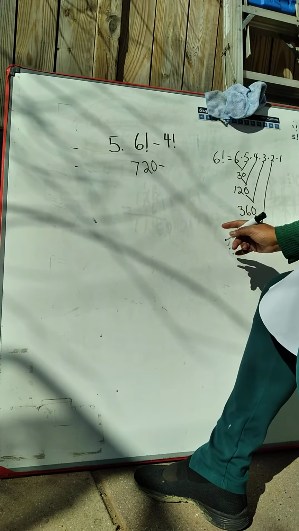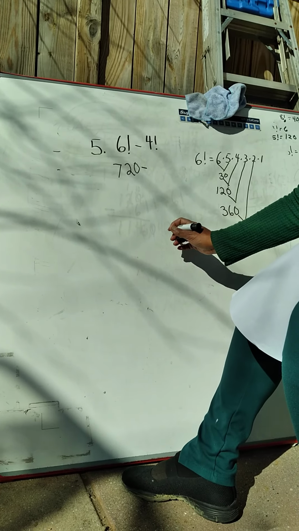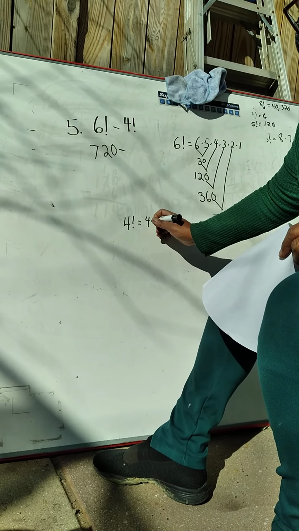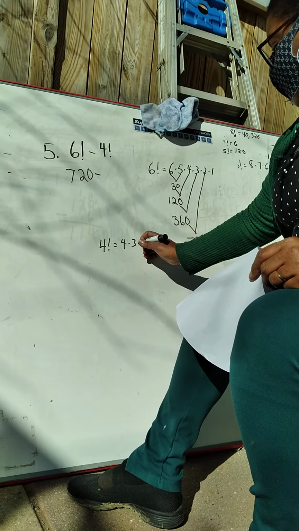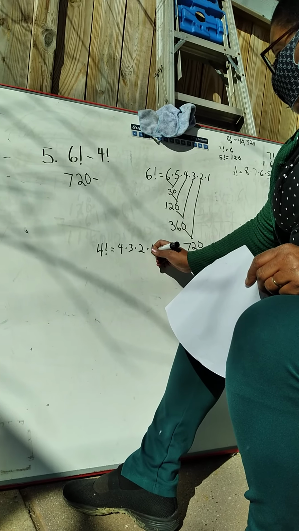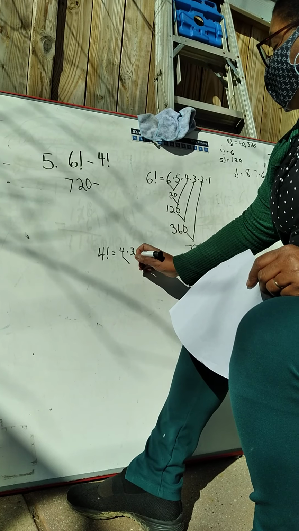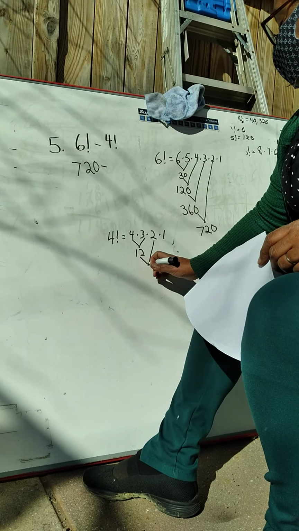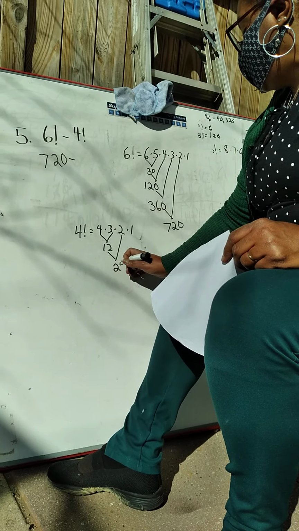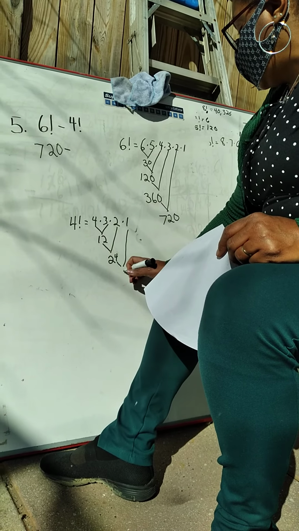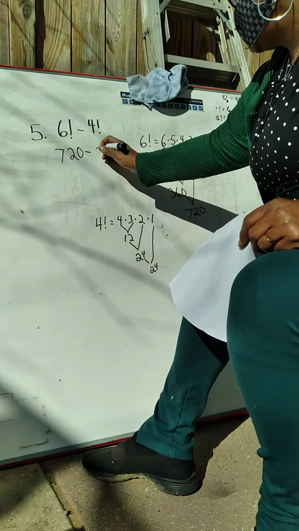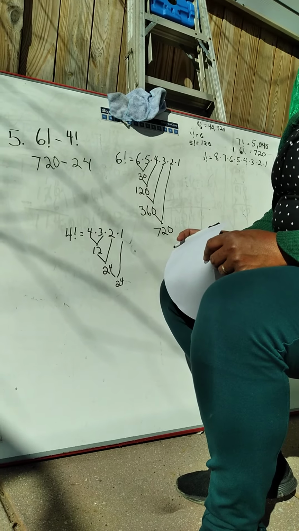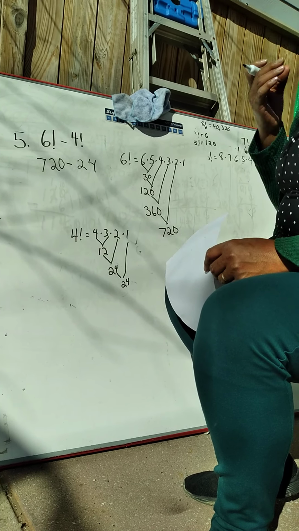720 minus 4 factorial. So let's do 4 factorial over here. 4 factorial is equal to 4 times 3 times 2 times 1. 4 times 3 is 12. 12 times 2 is 24. And 24 times 1 would again be 24. So 6 factorial minus 4 factorial would be equal to 720 minus 24.